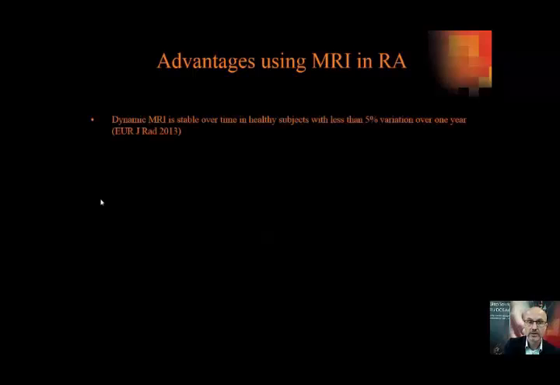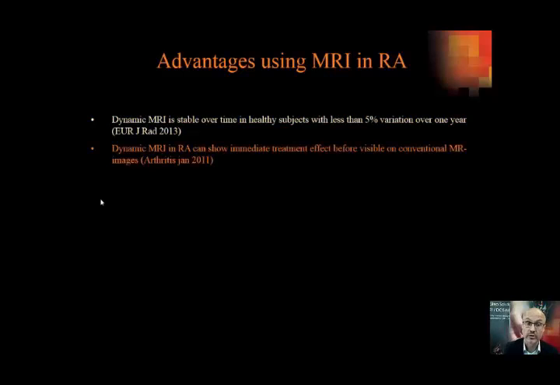So summing up, some of the advantages of using MRI in rheumatoid arthritis is that dynamic MRI is stable over time in healthy subjects with less than 5% variation over 1 year. Dynamic MRI in rheumatoid arthritis can also show an immediate treatment effect even before it's visible on conventional MRI images, and as recently shown, it also seems to show a response in less perfusion in patients that have a clinical response to rituximab treatment in a better way than the conventional scores.